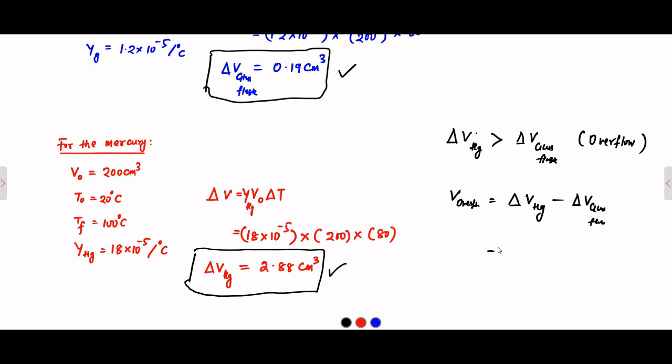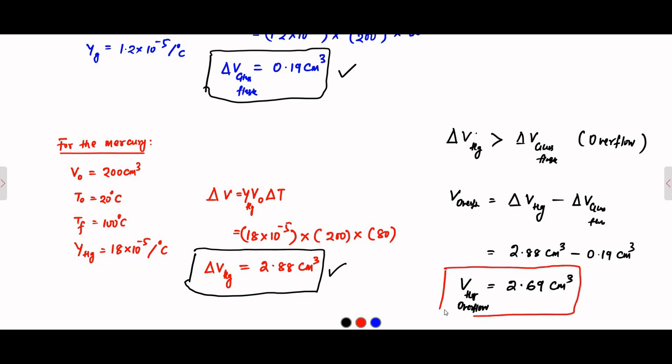That difference is equal to 2.88 cm³ minus 0.19 cm³, which is equal to 2.69 cm³. This is the volume of mercury overflow. Okay, this is the volume of mercury overflow. Okay, so this is the result.